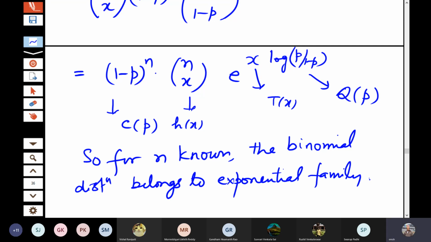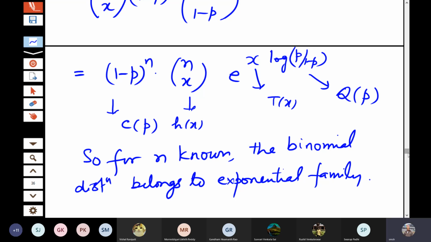If n is not known, then I will not be able to write like this, because then n will come there, this nCx term is there. So I will not be able to write in that particular fashion. But if n is known, then just with p I am able to write it as an exponential family of distribution.